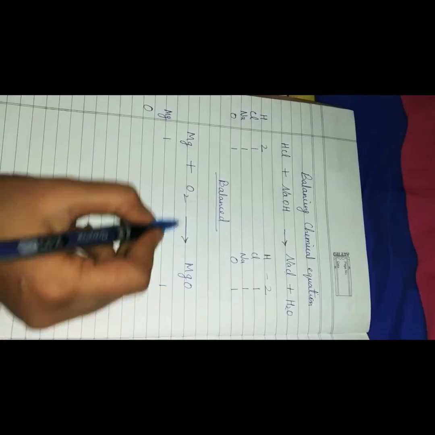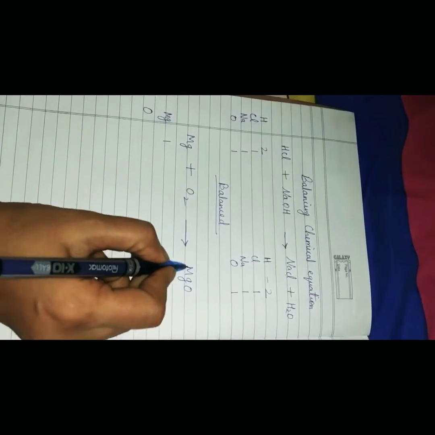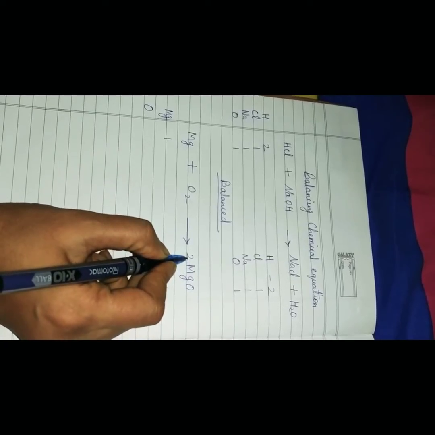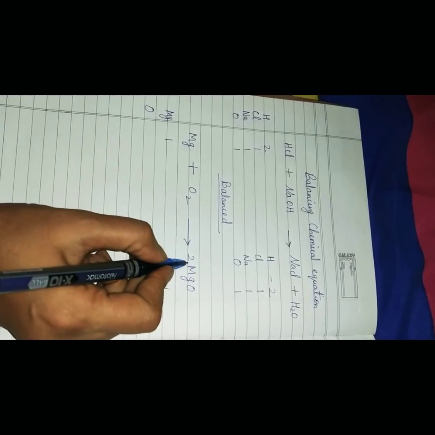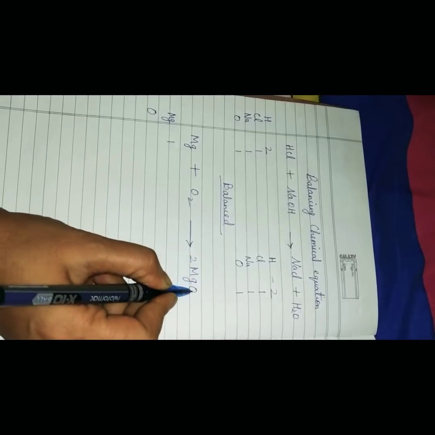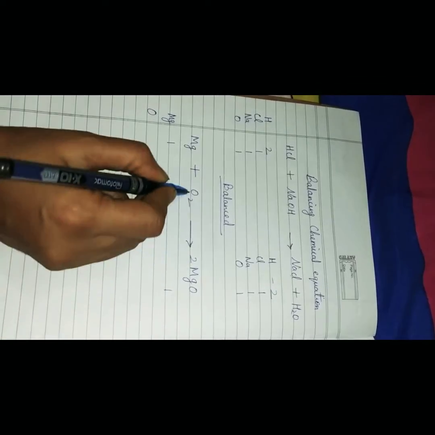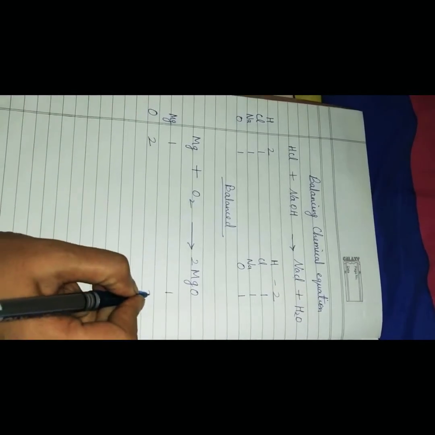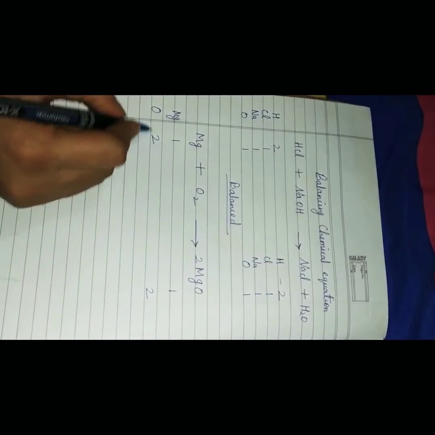So now to balance the oxygen we have to write 2 in front of this compound. So now multiply this MgO by 2. So the whole compound is multiplied by 2. Now 2 into O becomes 2O. Here also we can see O2. So oxygen has become 2 on both the sides. So now oxygen is balanced.